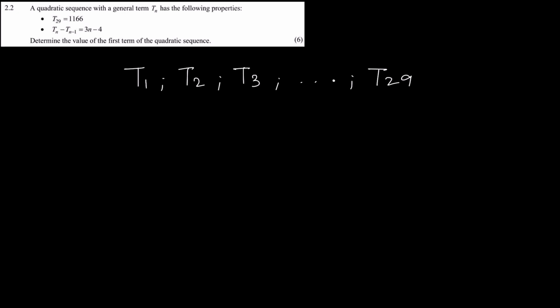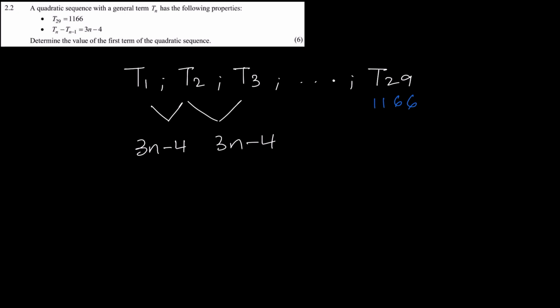And now we need to figure out what the second point means. Tn minus Tn minus 1. That tells us that the difference between two consecutive terms is 3n minus 4. So we can set it up like this. So the difference between T2 and T1 is 3n minus 4. The difference between T3 and T2 is 3n minus 4. And I've put in the value for T29, 1166 on the side.